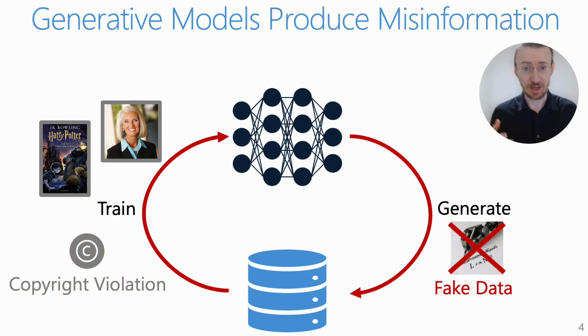Second, generative AI is exploited to produce misinformation and fake news at scale. This undermines our democratic processes and also makes it harder to trust the information we see online.